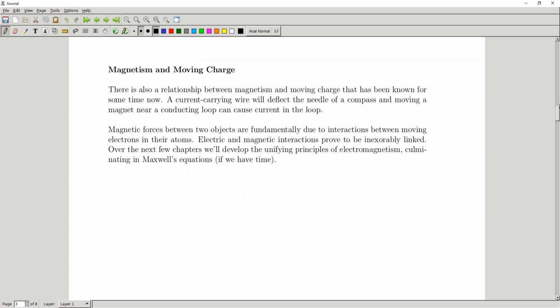The final discussion from 27.1 here is magnetism and moving charge. Okay. There's a relationship between magnetism and moving charge that's been known for some time now. We're going to look at these ideas more, but we're just introducing them now. If you are close to a wire carrying a bunch of current, it's going to deflect the needle of a compass. So clearly it's producing some sort of magnetic field. Our compass is no longer pointing toward our geographic North Pole. It's pointing in the direction that would be dictated by this moving current.